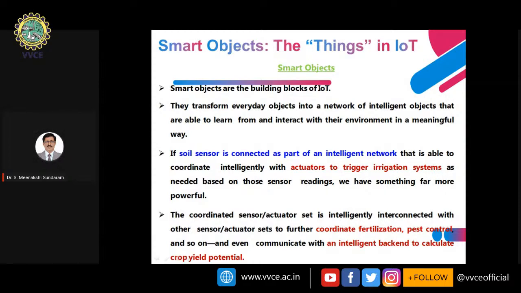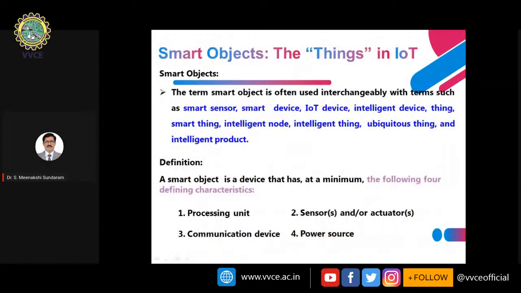Similarly, if you take the same irrigation system, we can use a highly interconnected sensor and actuator setup for coordinating fertilization, pest control, or even communication with the backend to calculate the crop yield, etc. The term smart object is often used interchangeably with terms like smart sensor, smart device, IoT device, intelligent device, thing, smart thing, intelligent node, intelligent thing, ubiquitous thing, or intelligent product.